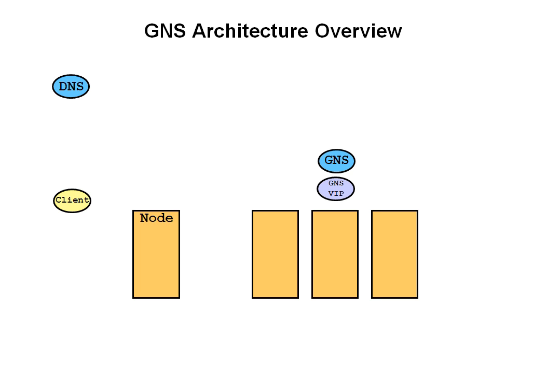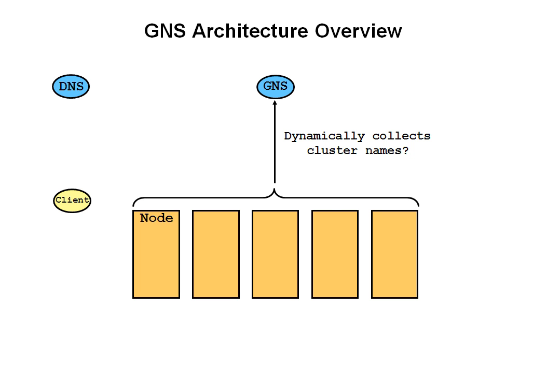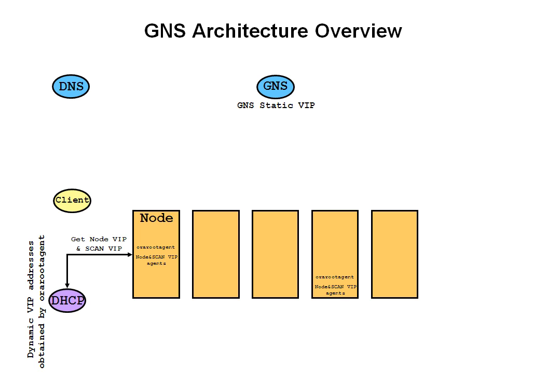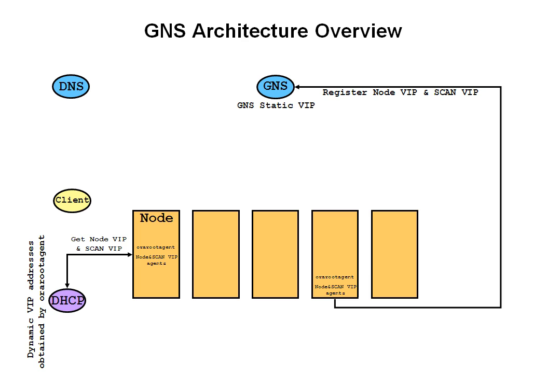Now, the question is, how does GNS get all the cluster names and corresponding addresses? This is done by two different means. In fact, it is during clusterware boot that the specialized ORA-root agent running on each cluster node requests that node's VIP and scan VIP from your DHCP server. ORA-root agent then registers this information with GNS automatically. So, activating GNS in a cluster requires a DHCP service on the public network.